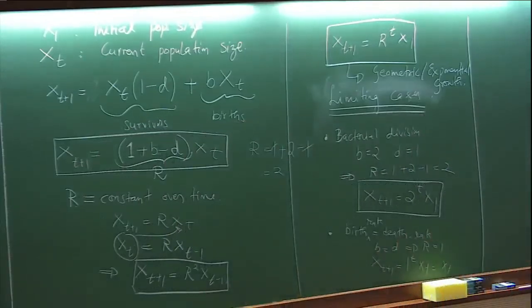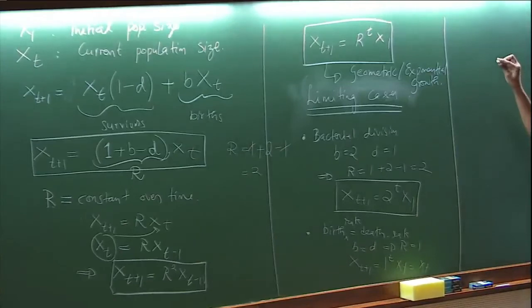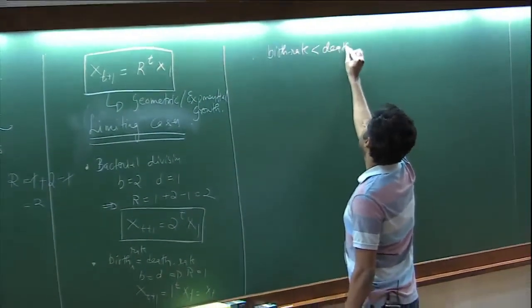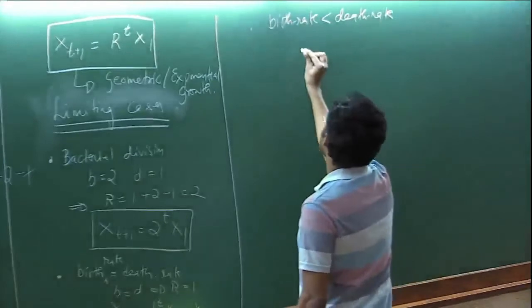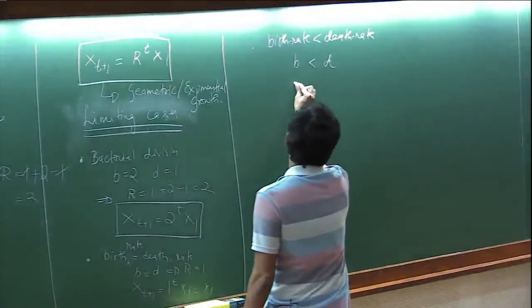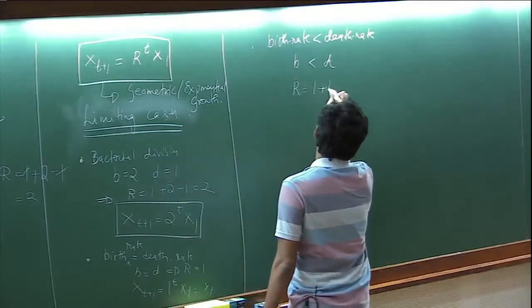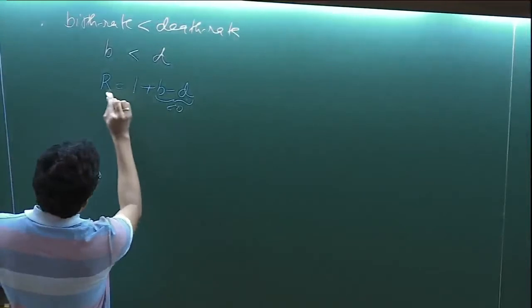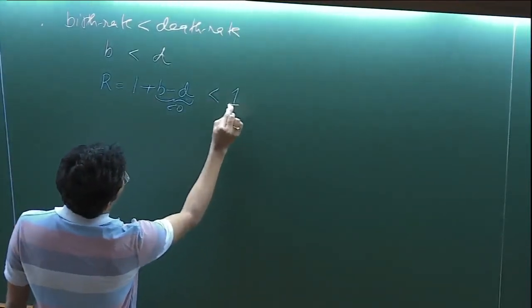And this is also called geometric or exponential growth. So having considered these two explicit cases, let's now consider a case when birth rate is less than the death rate. What does that mean? B is less than D. So what happened to R in that case? 1 plus B minus D. When B is less than D, this will become negative. Therefore, R will be less than 1.